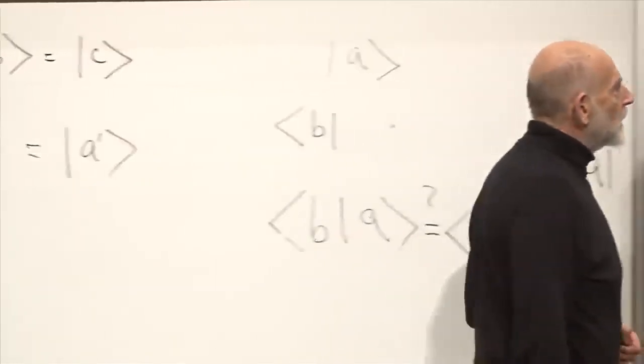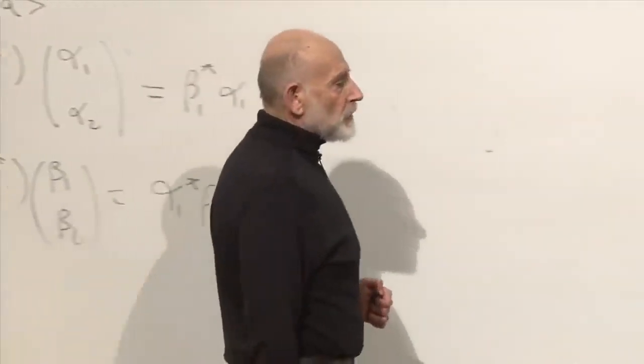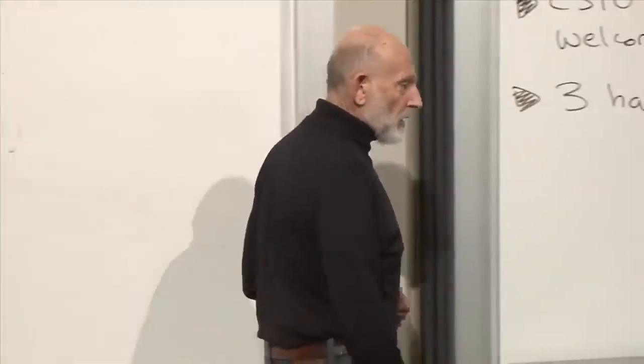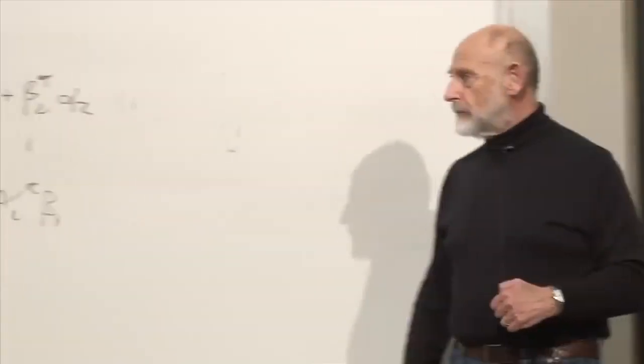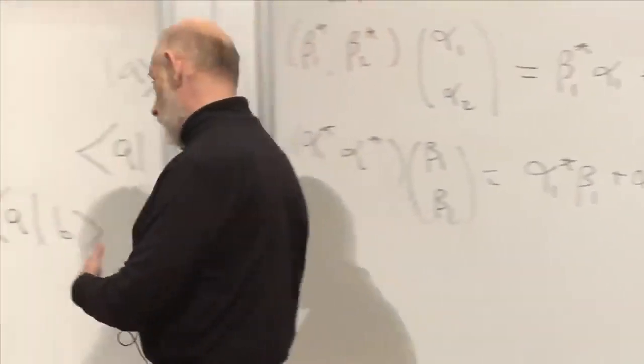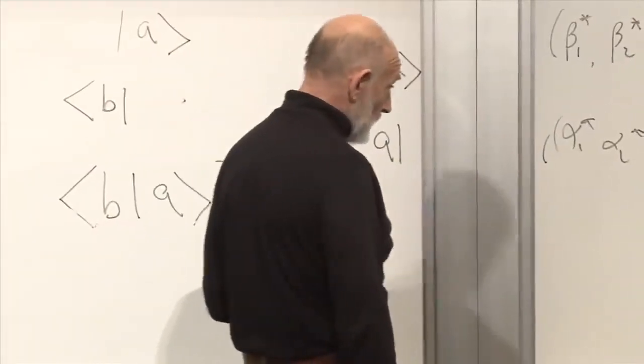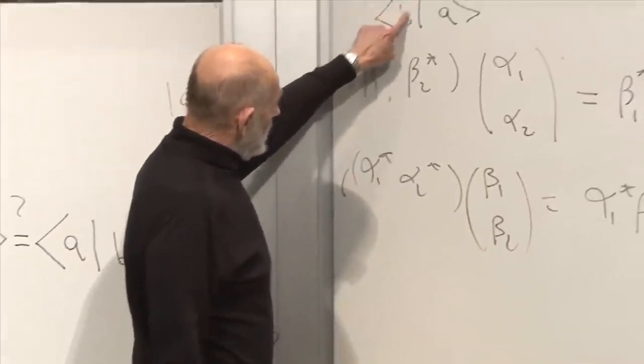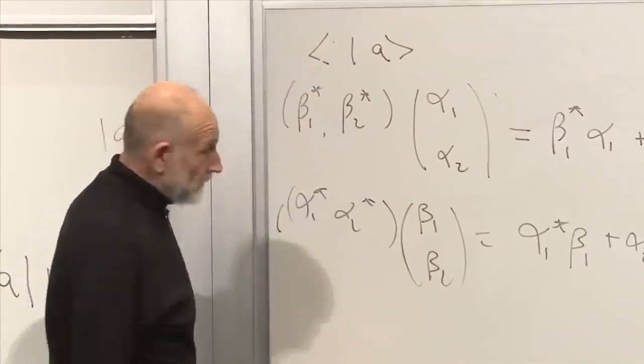Now, let's just take a couple of special cases of inner products. What about the inner product of a vector with itself, or a vector with its image in the dual space? Let's take the inner product of A with A.